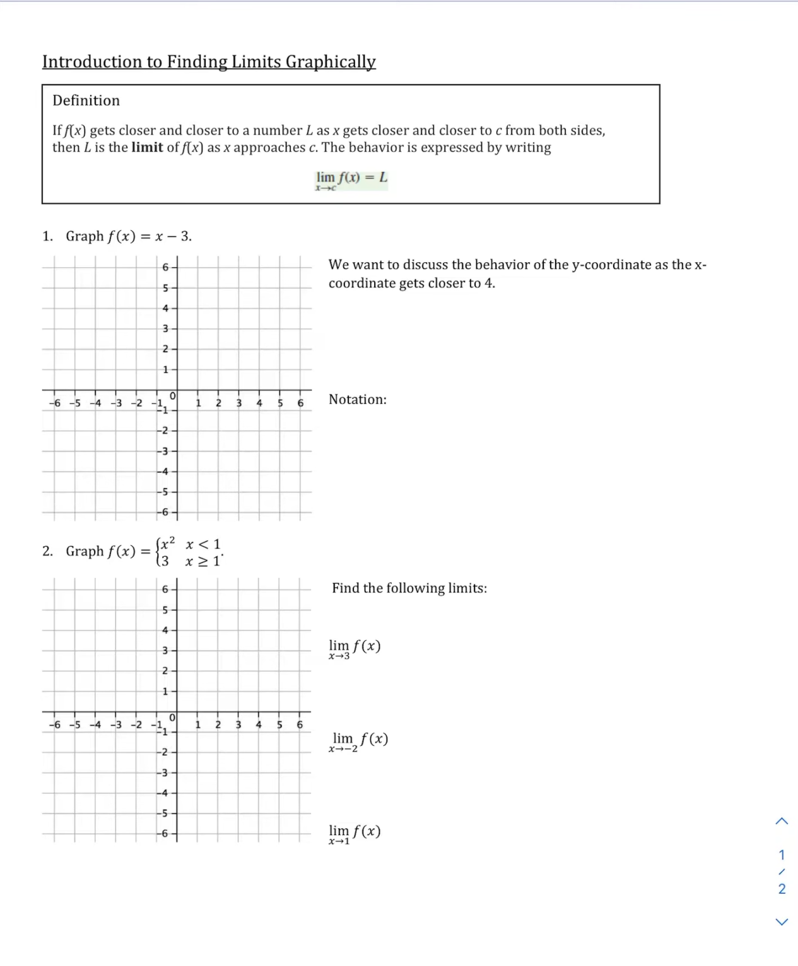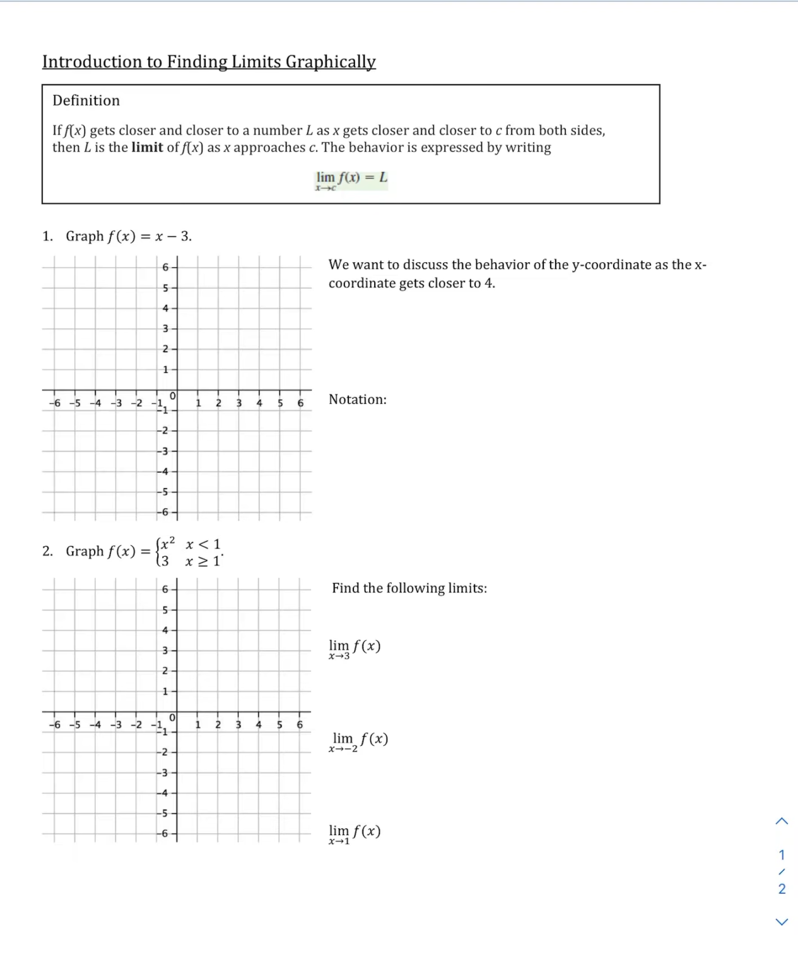So the definition is, if f of x, remember f of x is the y, gets closer and closer to a number L, and L would be any real number, as x gets closer and closer to c, and c would also be any real number, from both sides, then L is the limit of f of x as x approaches c. This behavior is expressed by writing the limit, Lim, underneath it, x is approaching c, of the function f of x is equal to L.